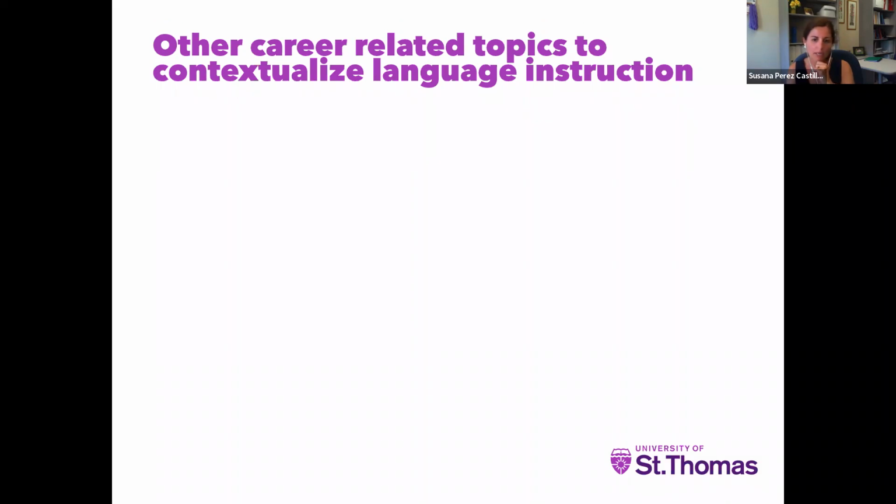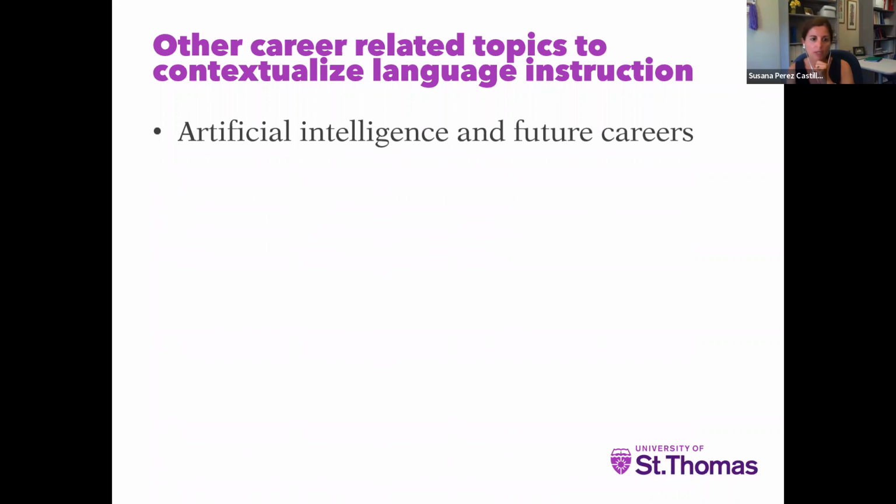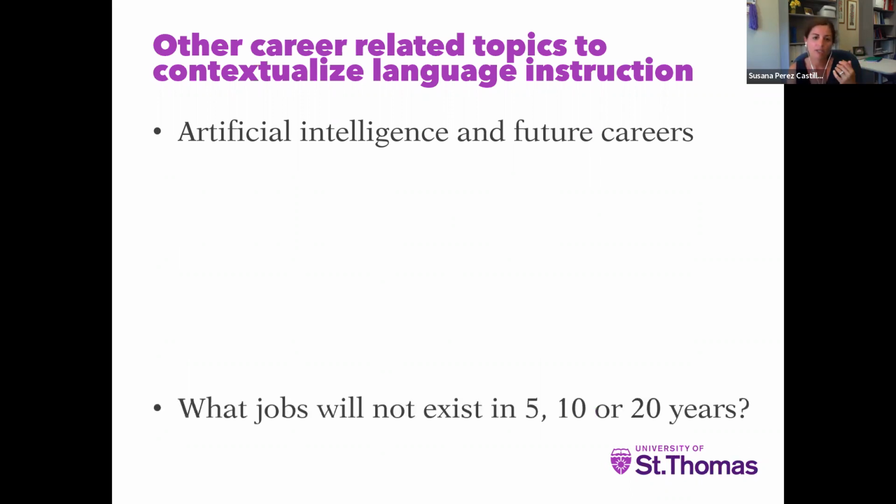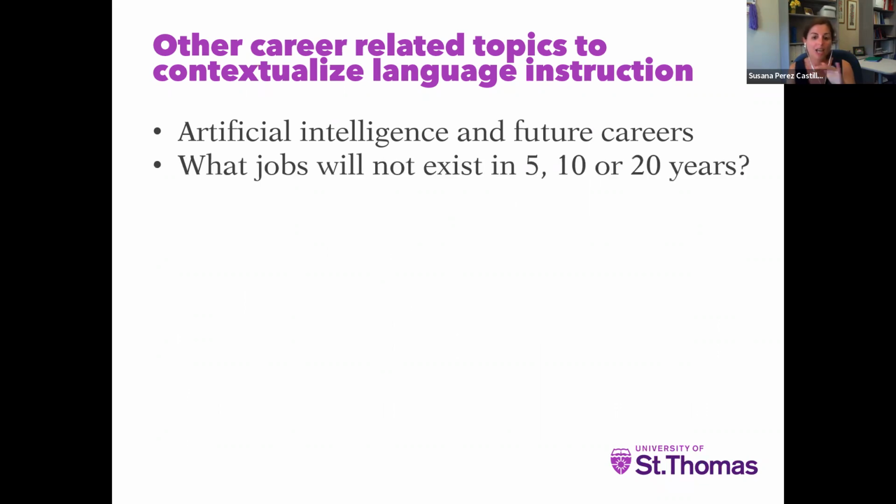But here are other topics that spark conversation. For example, artificial intelligence and future careers. If you search for that and then video or infographic, you're going to get a lot of material that you can use in your class to spark conversations and different types of activities. What jobs will not exist in 5, 10, or 20 years? That's another thing that all students can relate to. High schoolers, college students, even middle schoolers could relate to that.